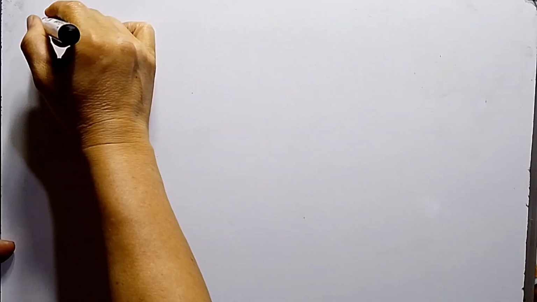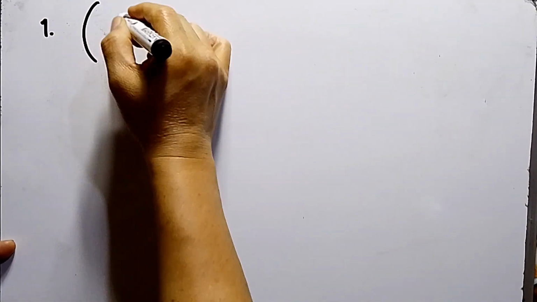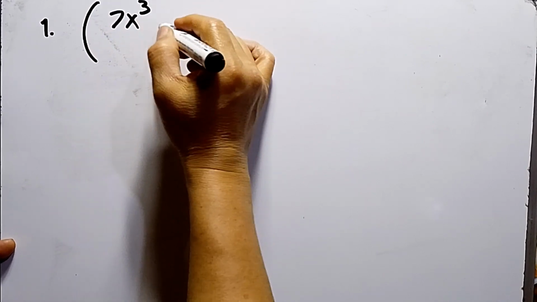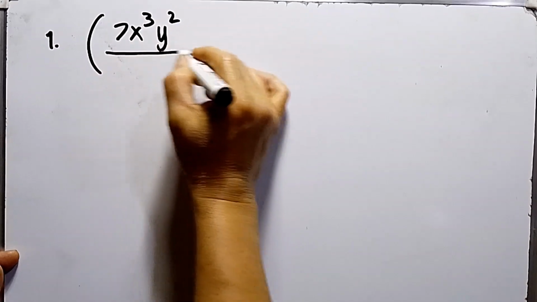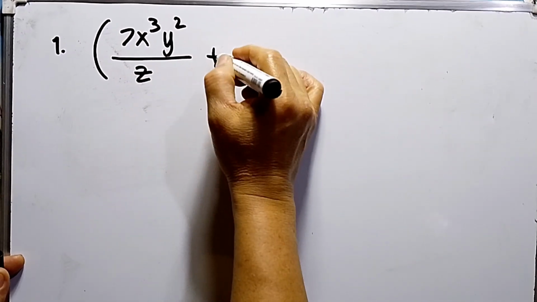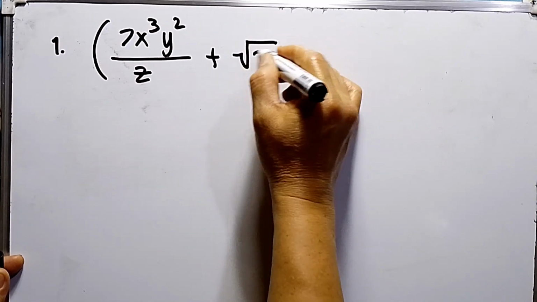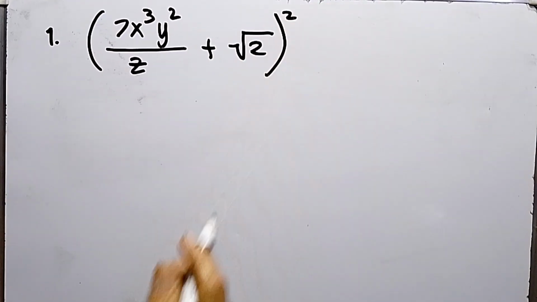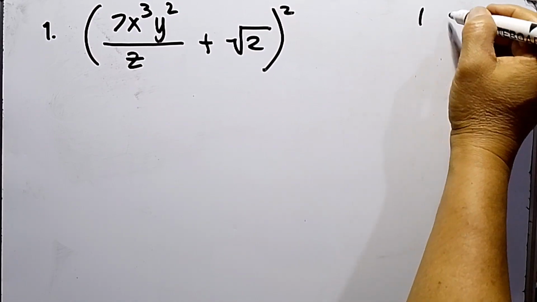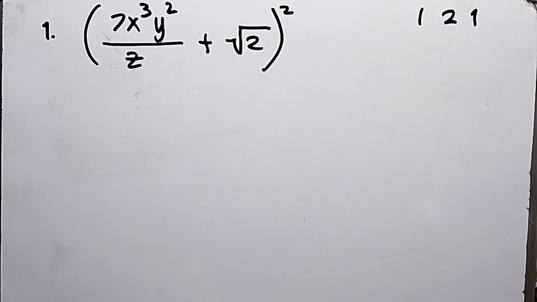So number 1. I have 7 x cubed y squared over z, plus square root of 2, all squared. Okay? So this will be 1, 2, and then 1. These are the numerical coefficients.